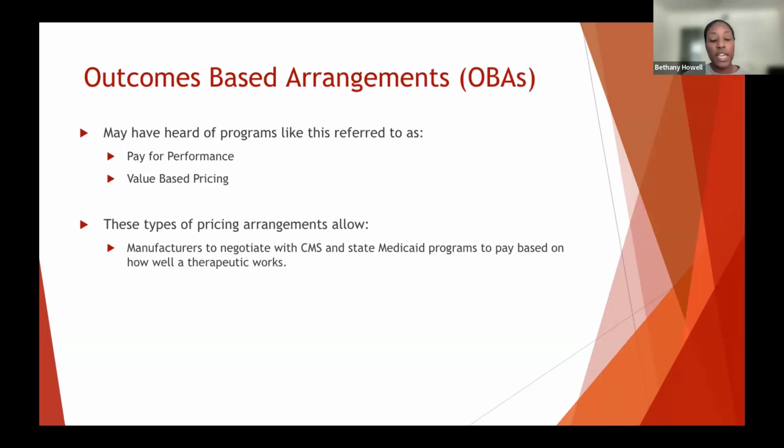The cell and gene therapy access model is designed with the outcomes-based arrangement plan. There are a lot of programs that you may have heard of before, just referred to differently. You may have heard of pay for performance programs or value-based pricing. Really the goal of these arrangements is to allow manufacturers and CMS to negotiate directly with each other, and then payment is based on how well a therapeutic works. We'll talk more about outcomes-based arrangements in the next few slides.